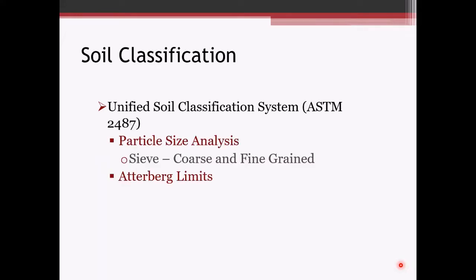Soil classification. Once we have the index test completed, the first step is determining what type of soil we're dealing with. And the most common classification system used in engineering applications is the Unified system, which is the ASTM D2487. And there's basically two steps to it. The first step is determining the particle size analysis, determining if the soil is coarse grained or fine grained, and then determining the Atterberg limits of the fine grained materials.